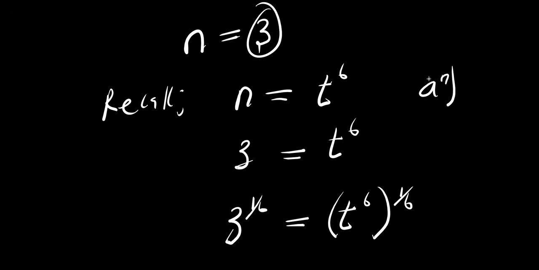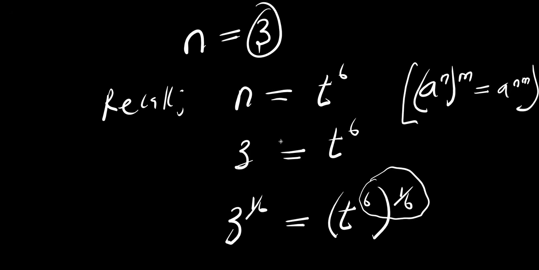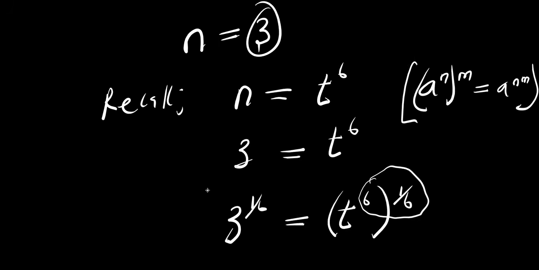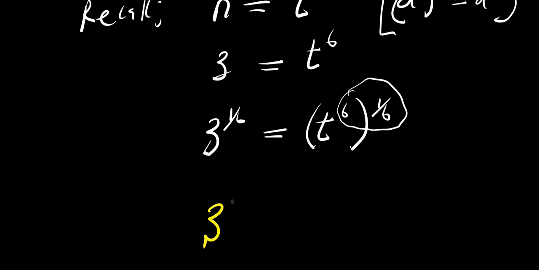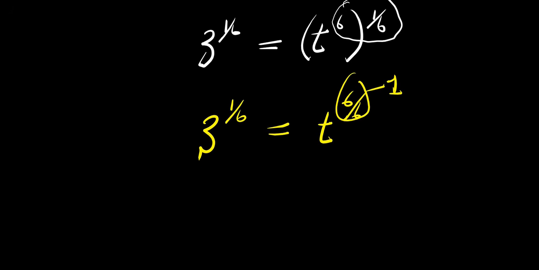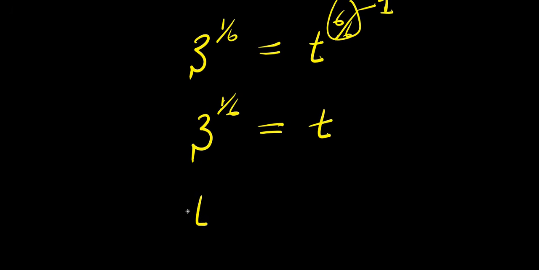You have a power n raised to the power of m equals a power n times m. So we multiply this out. We are simply going to have 3 power 1 over 6 equals t power 6 times 1 over 6, and 6 over 6 is 1. So from here, we have 3 power 1 over 6 equals t power 1, which is t. So that means we have t equals 3 power 1 over 6.